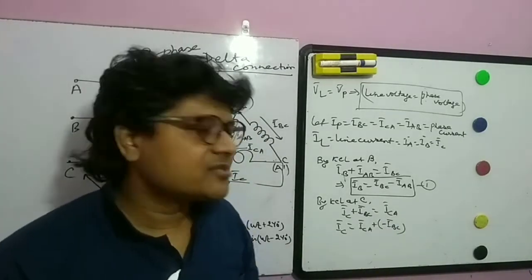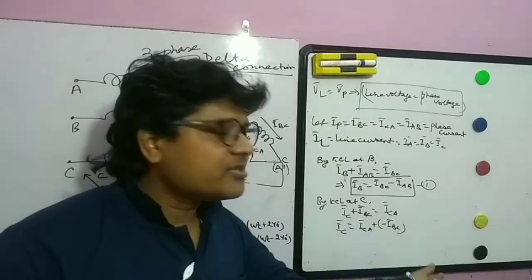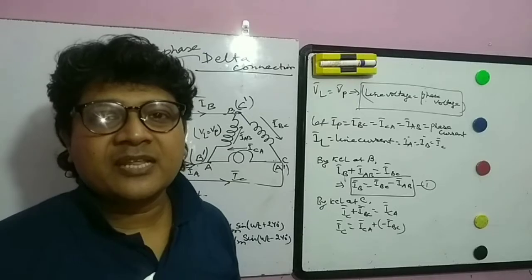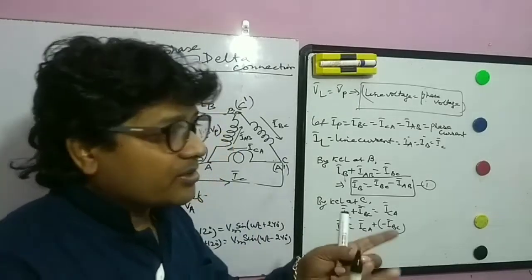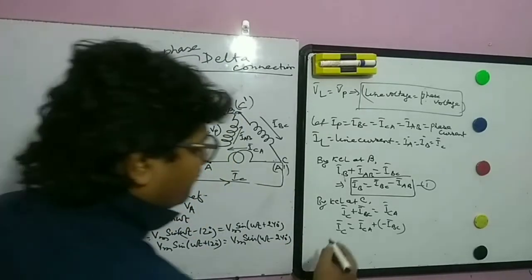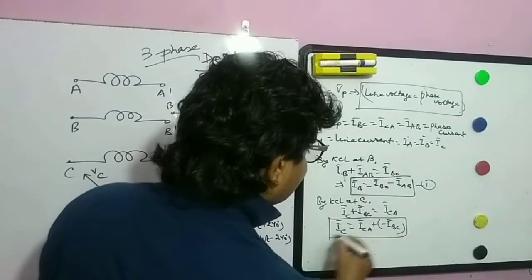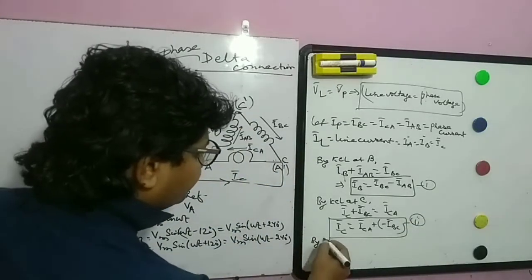So IC is the phasor sum of ICA and the opposite of IBC, means negative of IBC. So negative of IBC we can get by rotating the phasor by 180 degree. This we can show here. Later on we can show here. Okay, so just wait.